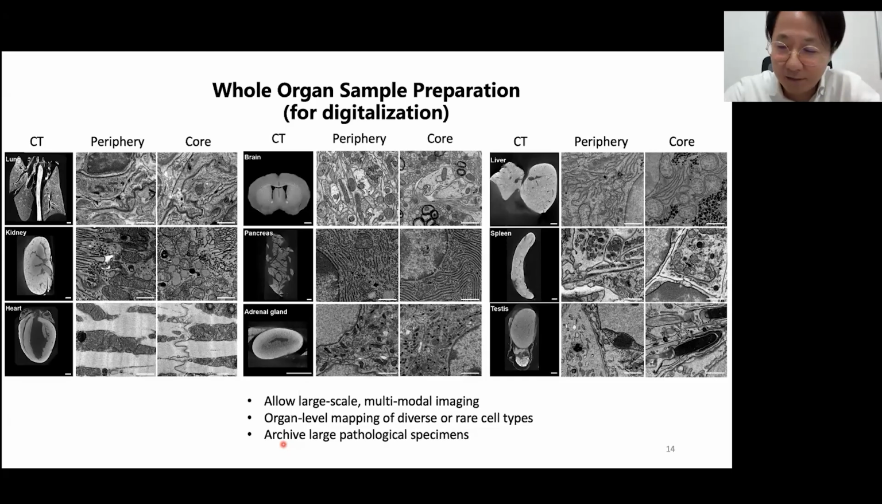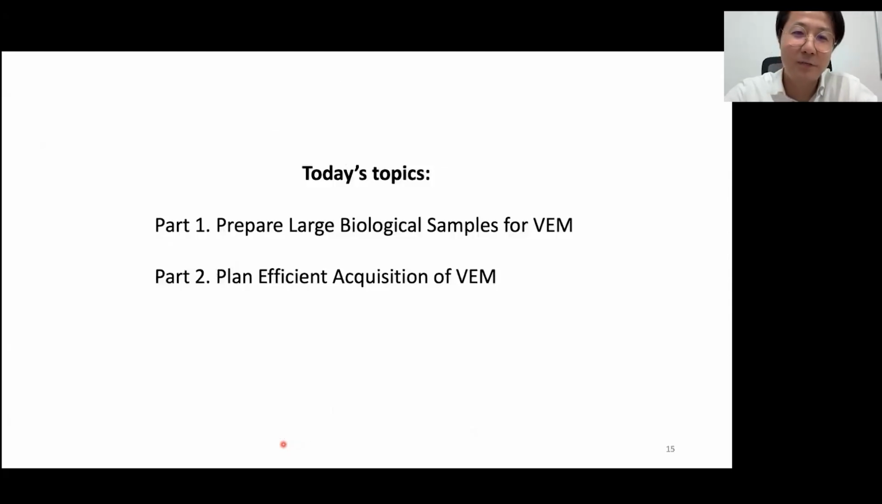Okay, this is something I want to share with you about the large biological sample preparation. In principle, it's a solved question, so no more challenge anymore, at least for us. We will be happy to share with you the detailed protocols.